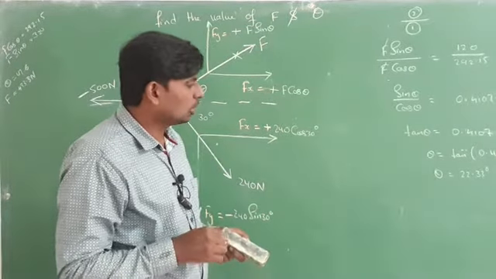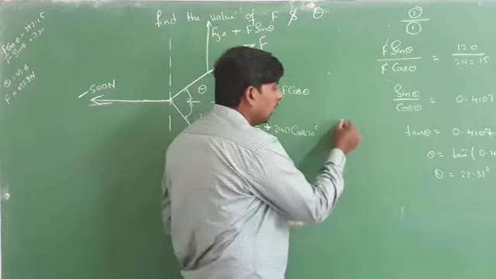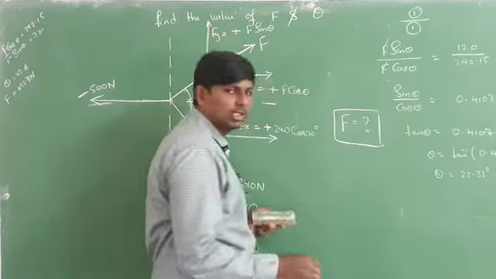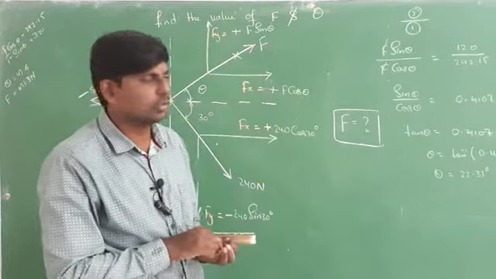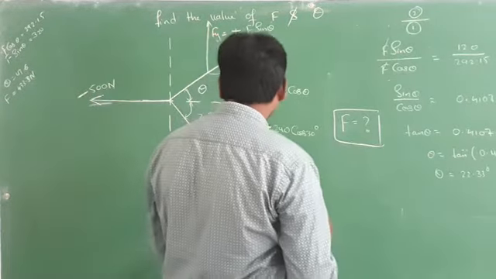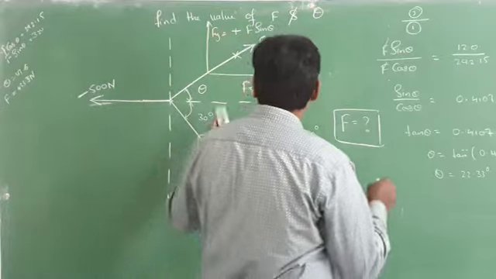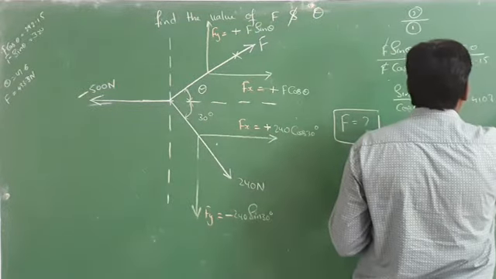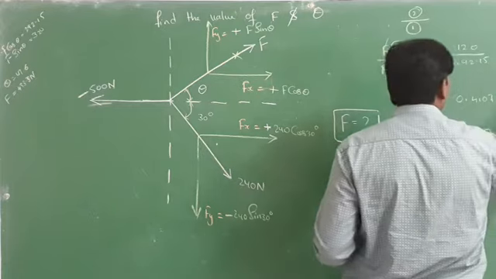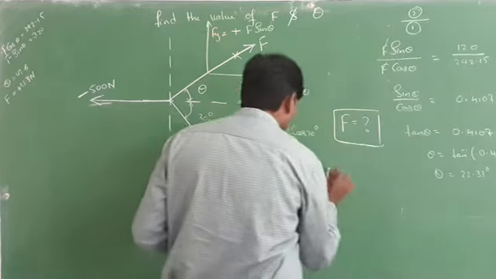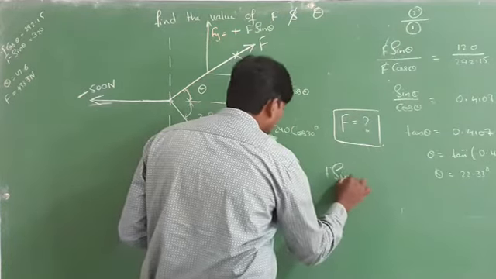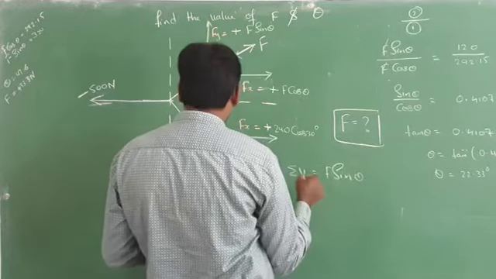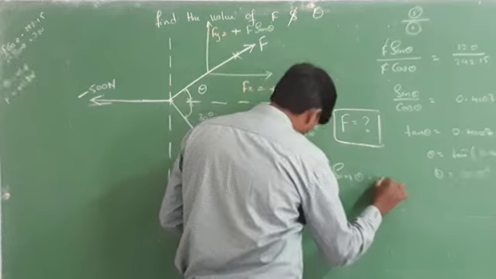Now the next step is to find the value of F. How to find the value of F? You have to select any one equation. Sum of vertical you selected, right? Sum of vertical is equal to F sin theta minus 240.